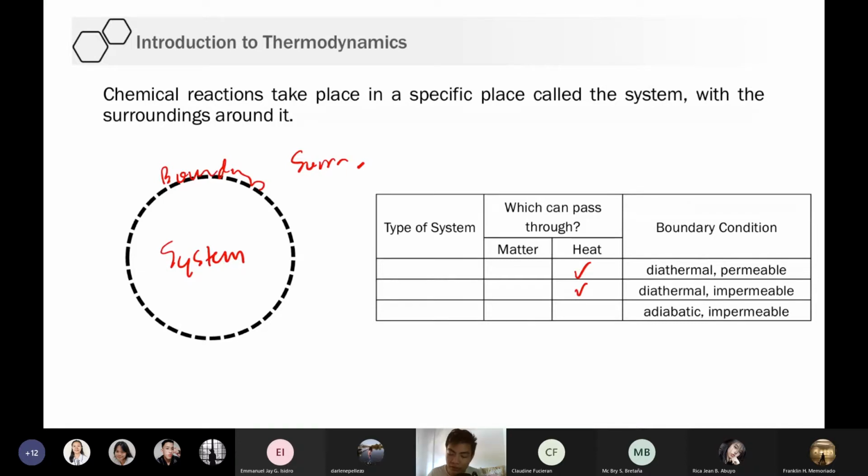Ngayon, ano yung adiabatic? So adiabatic boundaries are boundaries that do not let heat pass through. Hindi niya hayaan tumagos yung init. Ano kaya example nun? Sige. Ano kaya example ng adiabatic boundary? Those boundaries that would not allow heat to pass through. Okay. O anyone? Do you have any idea ano kaya yon in real life?